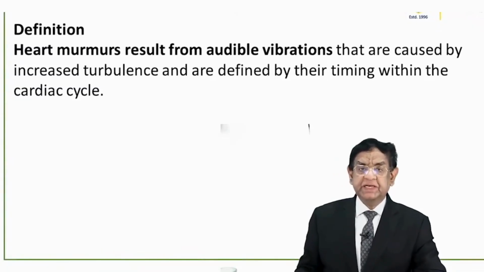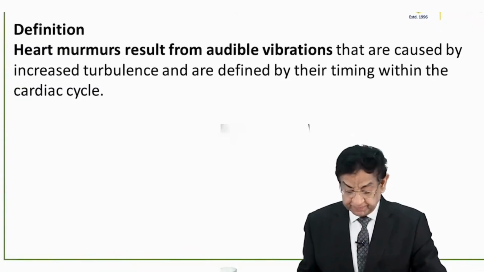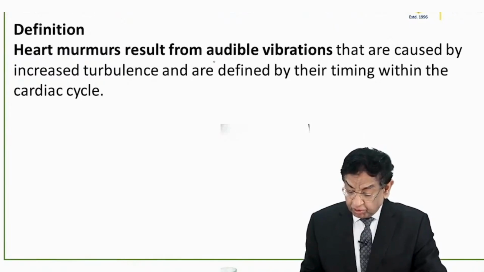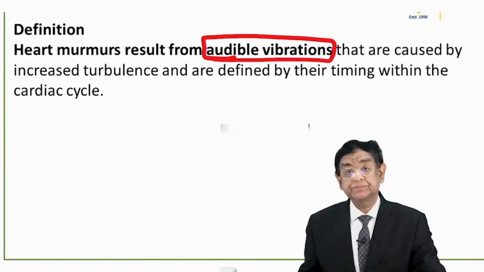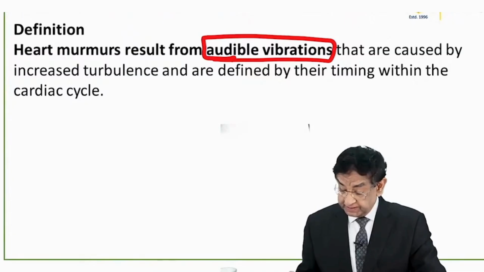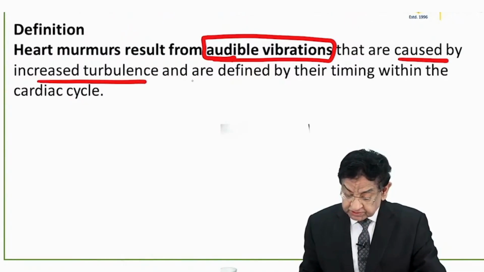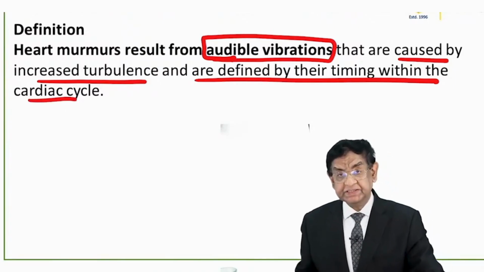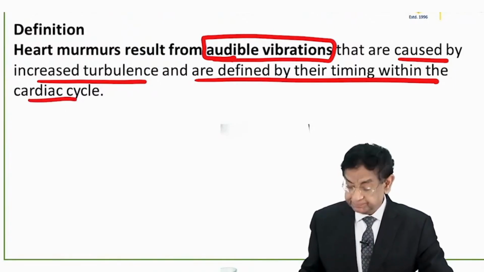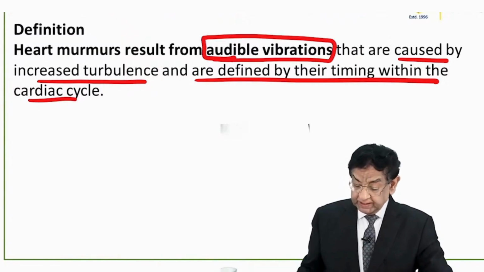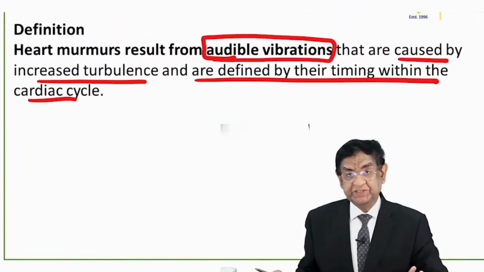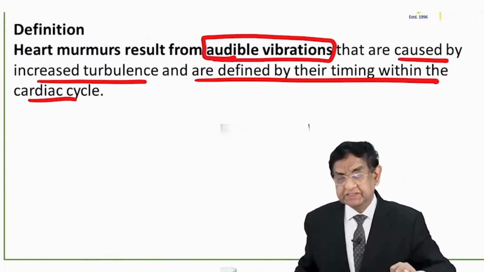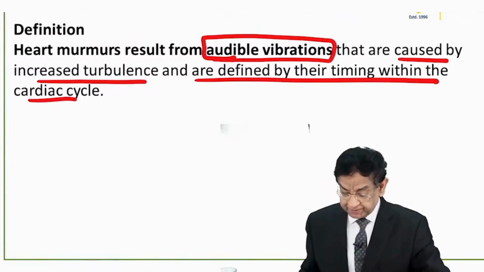So first of all, let's learn the definition of heart murmur. It results from audible vibrations that are caused by increased turbulence and defined by their timing within the cardiac cycle. Well, one thing is there: they are vibrations, and we can auscultate them with the stethoscope, right?